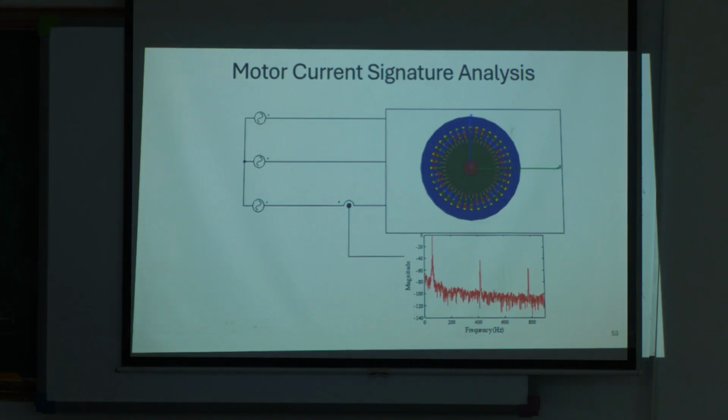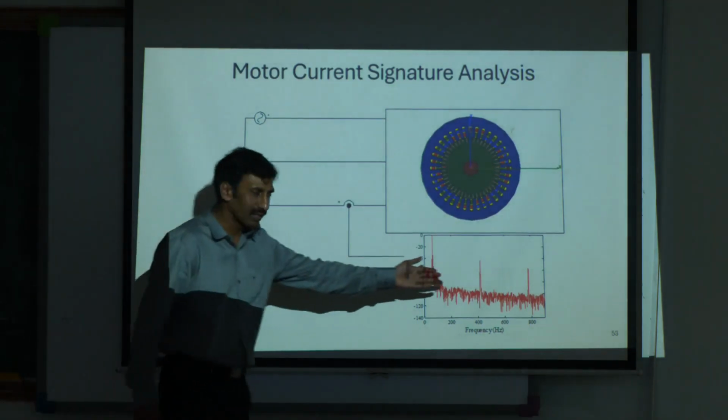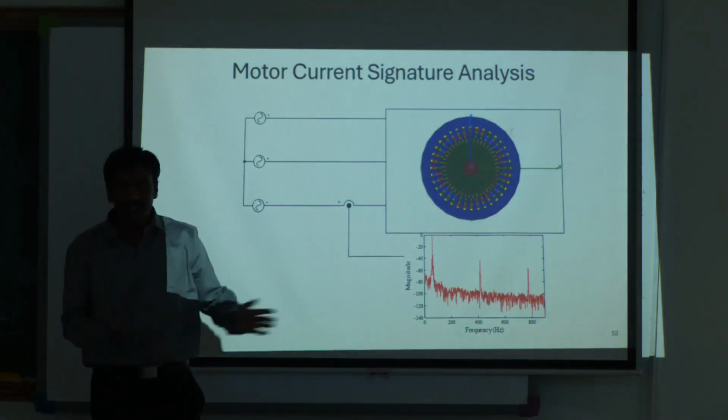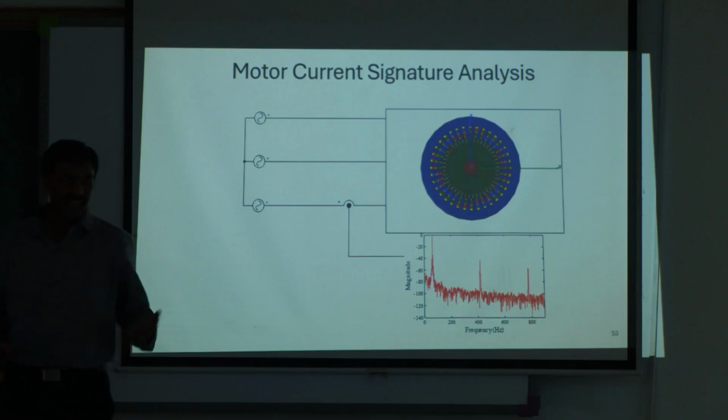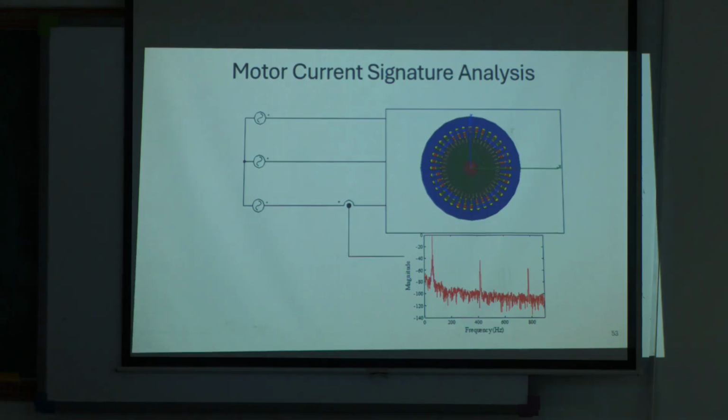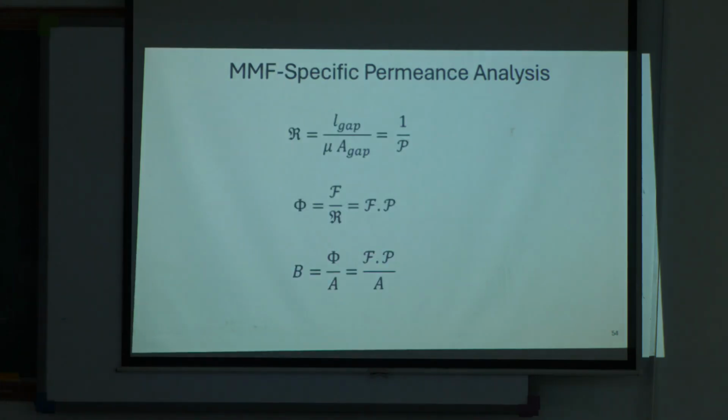So the answer to that question is this component. Basically, I do not know whether this is eccentricity related or not. Nobody knows, so we have to carry out an analysis, and that analysis is called MMF specific permeance analysis. So that's what we are going to do now. It's all mathematical. The goal is to make you write, derive equations, solve equations, and hopefully that will not let you sleep.